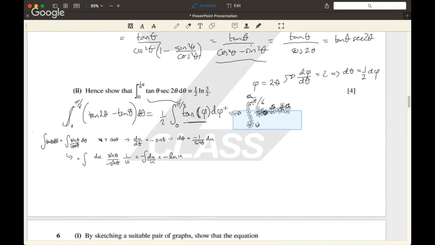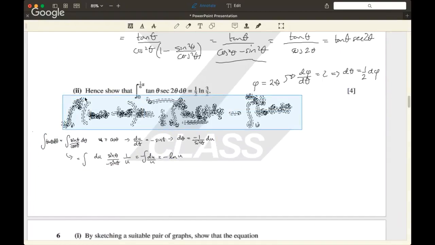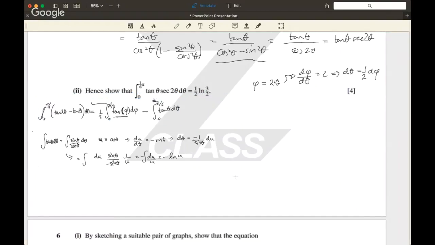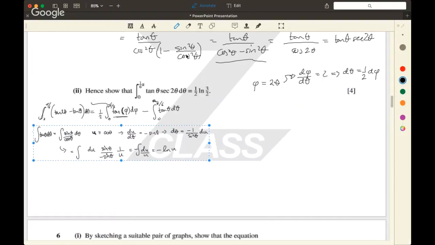That's probably a lot easier than trying to rederive this in the exam, but they don't give it to you, so it's good to know how to derive it. I'm just making this smaller. So this minus ln u, if I evaluate, this is actually going to be minus ln of, and then u is equal to cosine of theta.